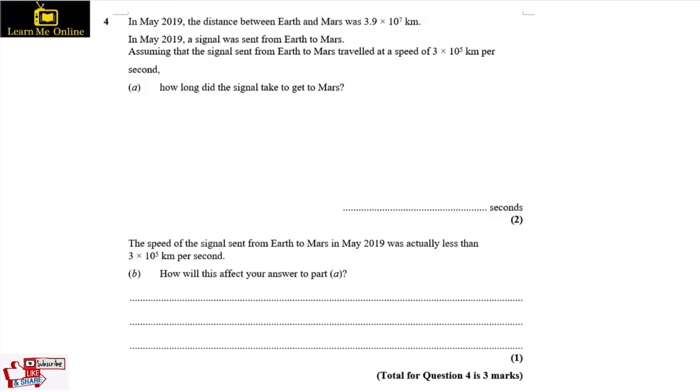Here we have got the next question now, and again I'm going to first look to how many marks is that for. Altogether it is for 3 marks, where part A is for 2 marks and part B is for 1 mark.